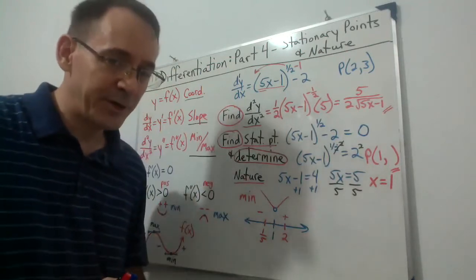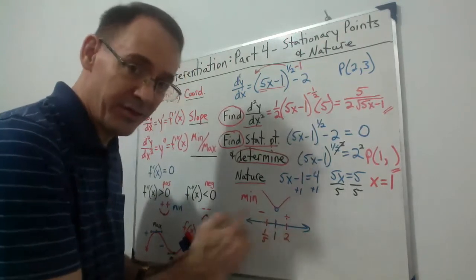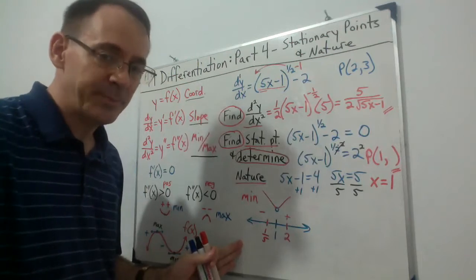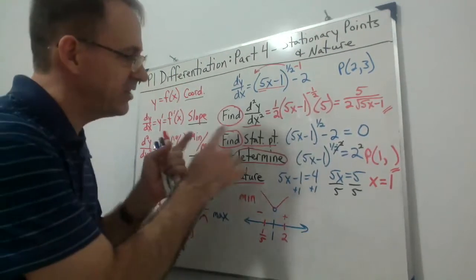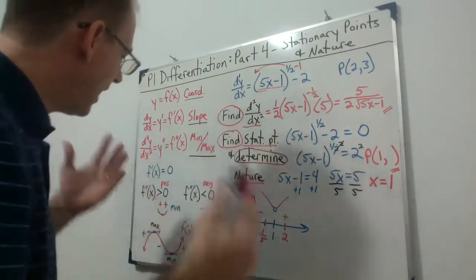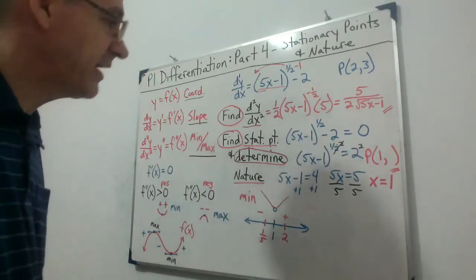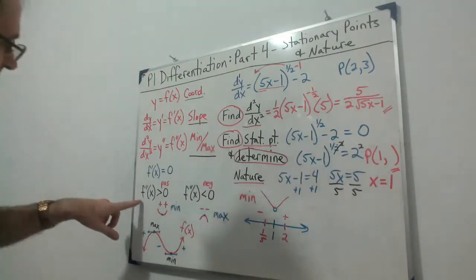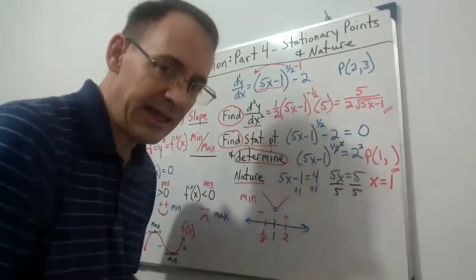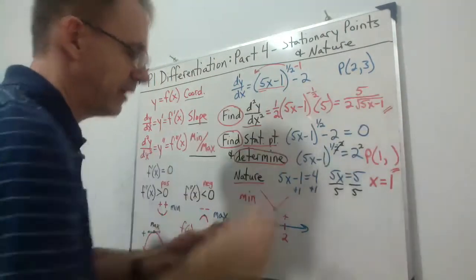So I would say for Pure Math 1, you should be aware that this method is available, but practically speaking for Pure Math 1, the second derivative test will probably be easier, okay? So how do we do the second derivative test? Well, the second derivative test means that you need to evaluate the second derivative for the x-coordinate of your stationary point. So here's our second derivative up here.